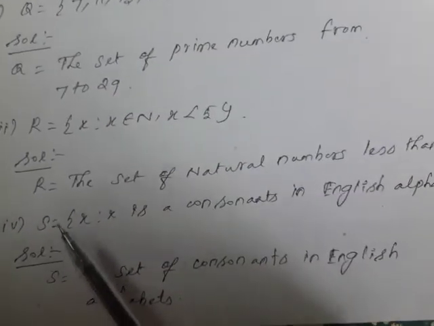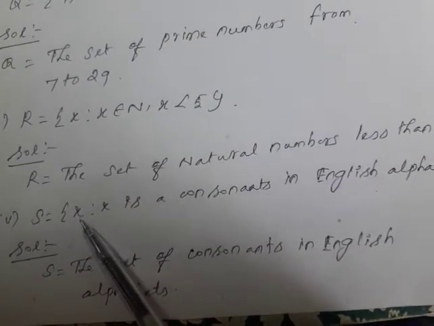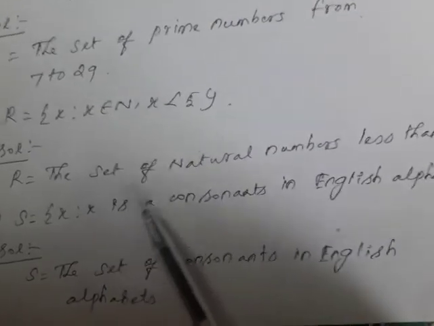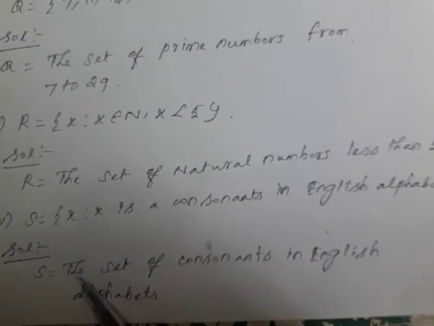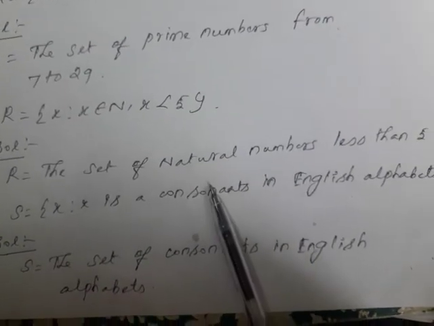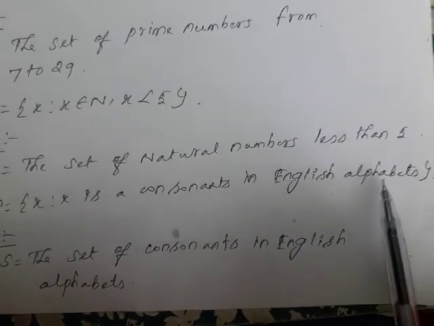So next one, capital S. The set S is equal to x such that x is a consonant in English alphabets. Already we know that except the vowels, the remaining are all consonants. So how will you write? Yes, the set S is equal to the set of consonants in English alphabets.